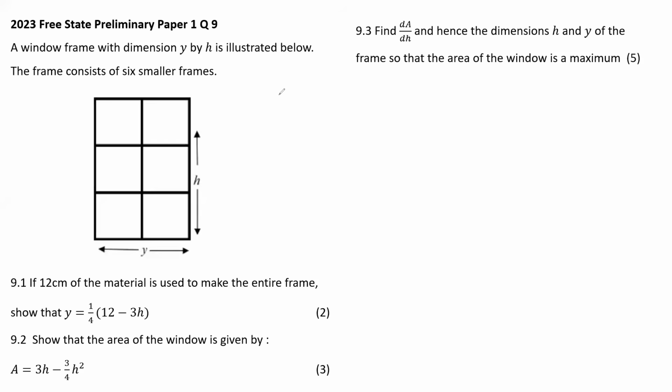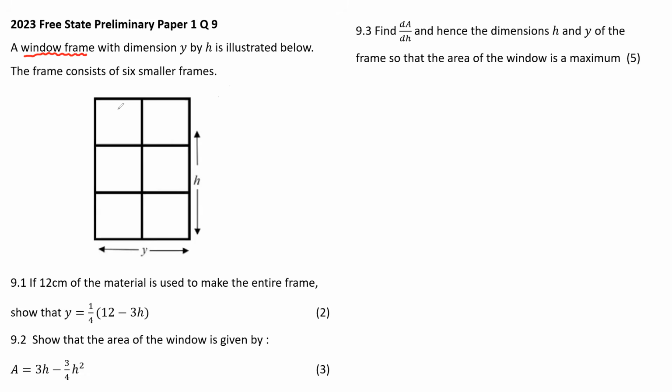So you have a window frame, and its dimensions are Y and H, and it consists of 6 smaller frames. 1, 2, 3, 4, 5, 6. But the whole big frame is this one. And then it says, we use 12 centimeters of the material to make the whole window frame. And so show that Y is equal to what you're looking at.